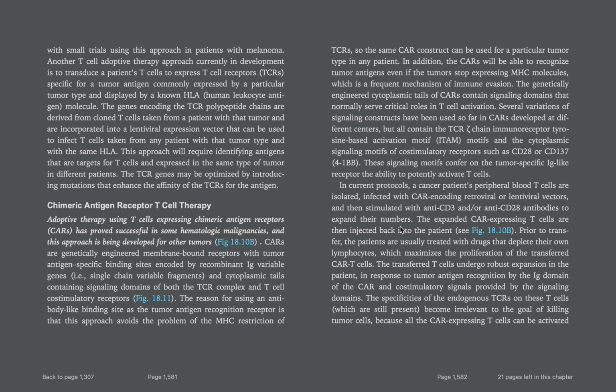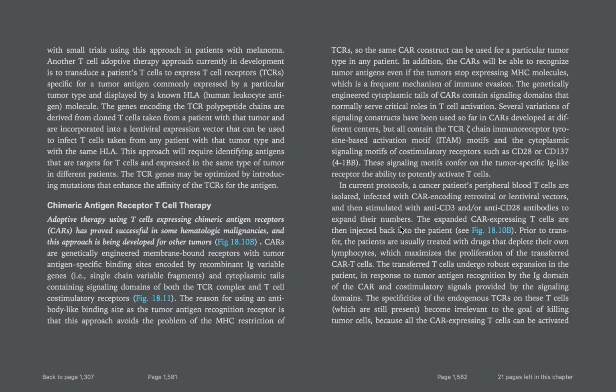In the current protocol, a cancer patient's peripheral blood T cells are isolated, infected with a CAR-encoding retroviral or lentiviral vector, and then stimulated with anti-CD3 and anti-CD28 antibodies to expand their number. The expanded CAR-expressing T cells are then injected back into the patient. Prior to the transfer, patients are usually treated with drugs that deplete their own lymphocytes, which maximizes the proliferation of the transferred CAR T cells.